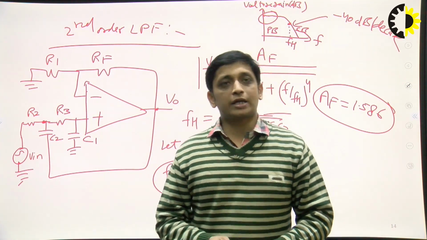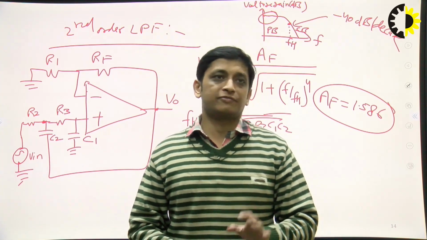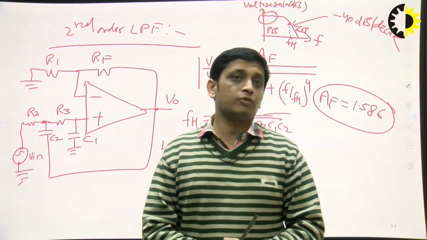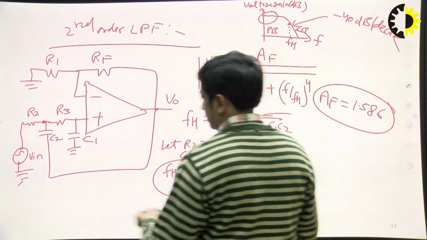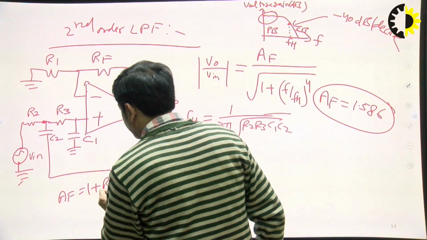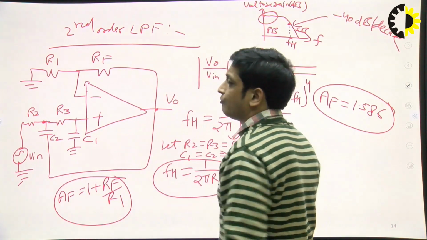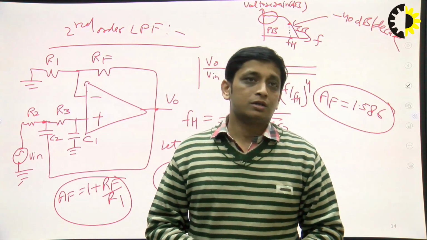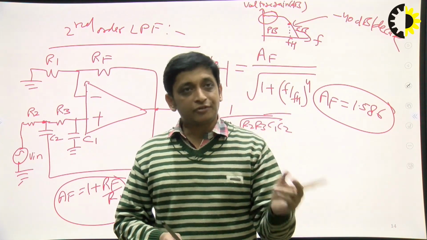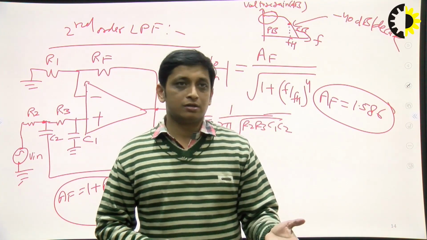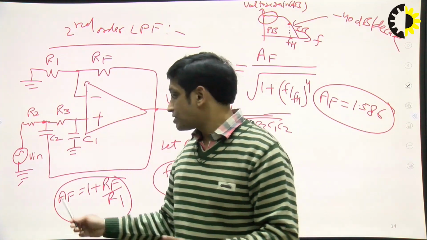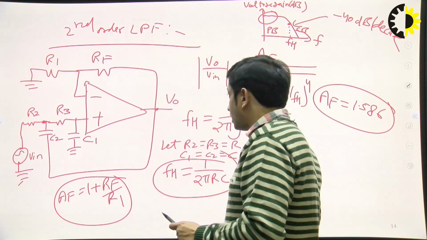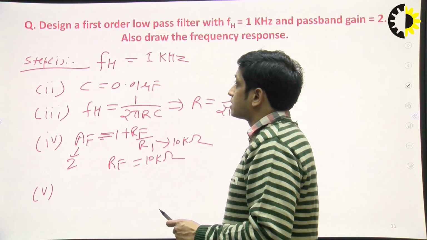And the design steps for the second order low pass filter are the same as the first order low pass filter. Fine. There is only one difference, and that difference is the value of AF. We take AF equal to 1.586, and obviously the equation of AF will be the same. AF will be 1 plus RF upon R1 again, because in the second order filter also we are using the non-inverting configuration. The only difference between first order and second order is the value of AF. In the first order low pass filter, normally the value of AF is given. In the second order filter, we always take AF equal to 1.586.